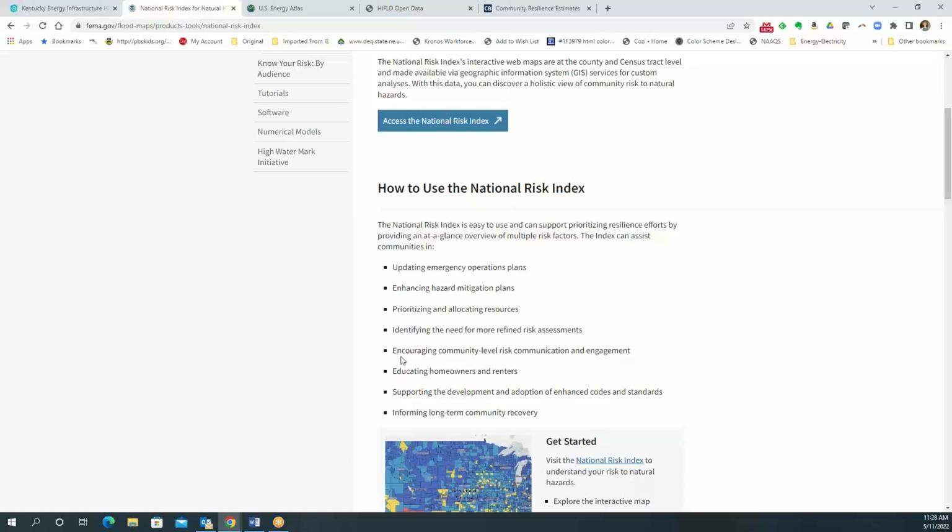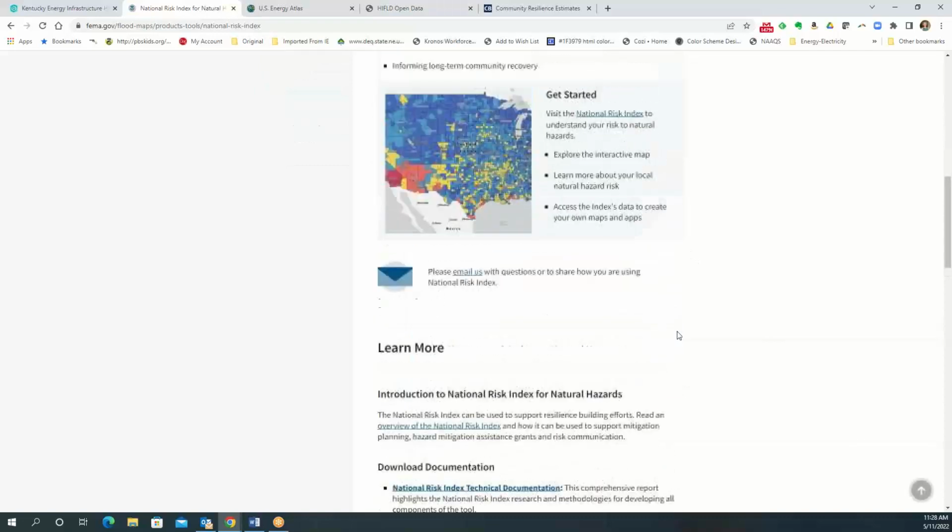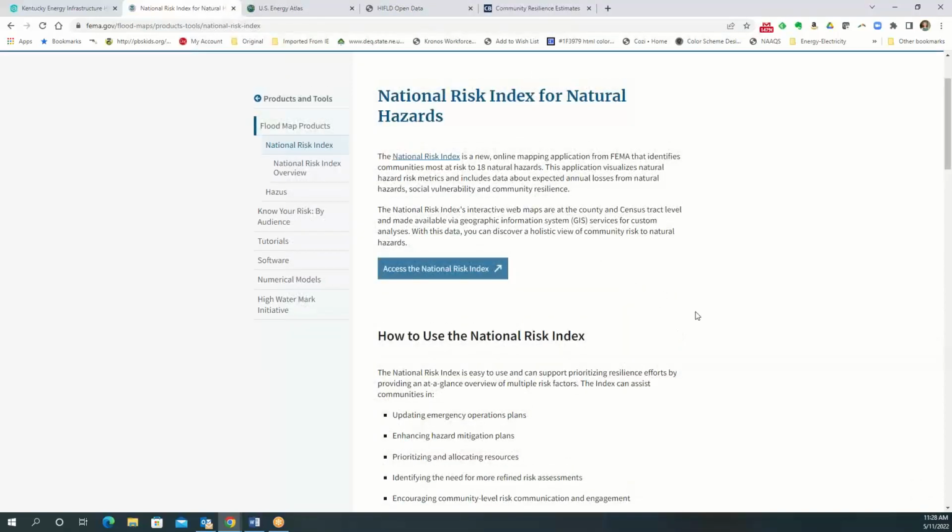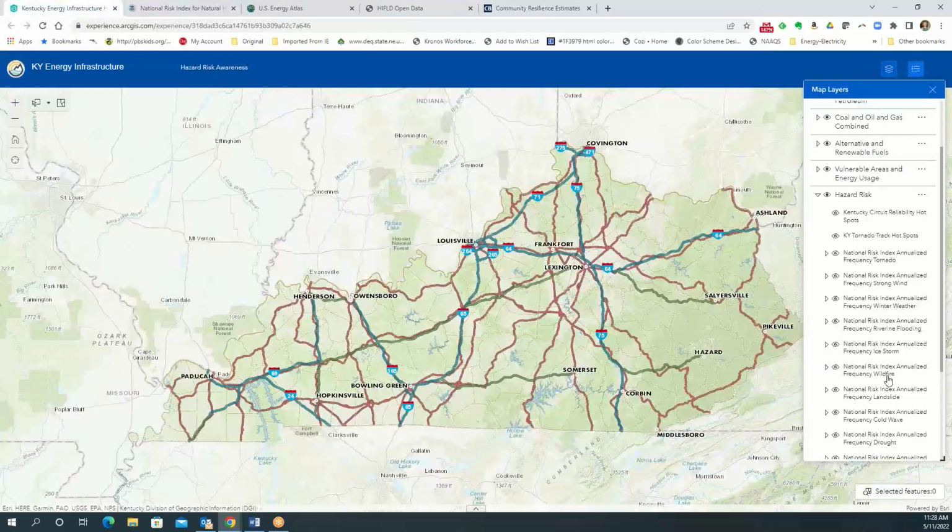We're going to be working here in Kentucky, encouraging community level risk communication and engagement. Of course, a big focus is education and outreach. And how this supports basically our long-term preparedness in the energy office and in the state of Kentucky. So let's go back to our map.